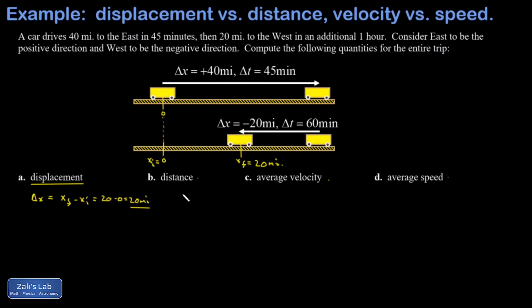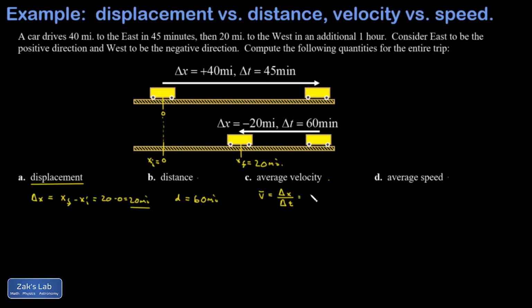Now I asked for the distance that was covered during the journey, and that's what the odometer on your car would actually show. You went 40 miles to the east and you went 20 miles to the west. Well, of course, that means your car moved 60 miles. Now the average velocity in part C, that's the displacement divided by the time it took for the displacement.